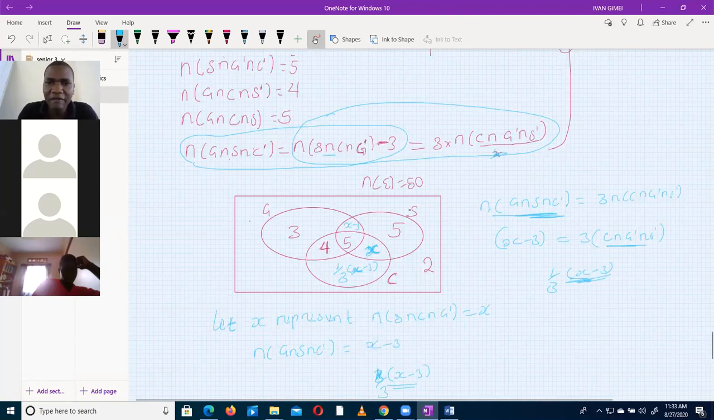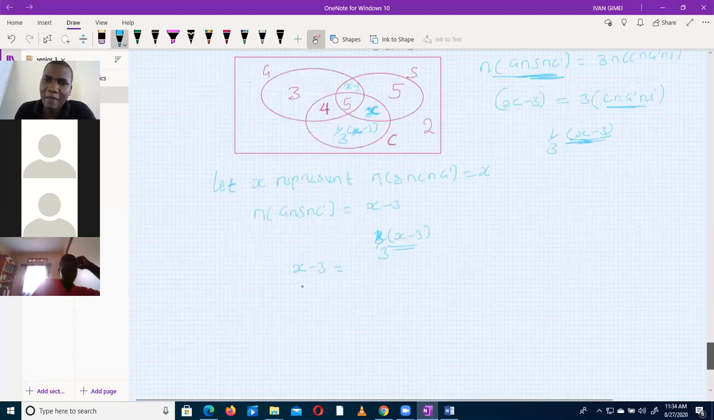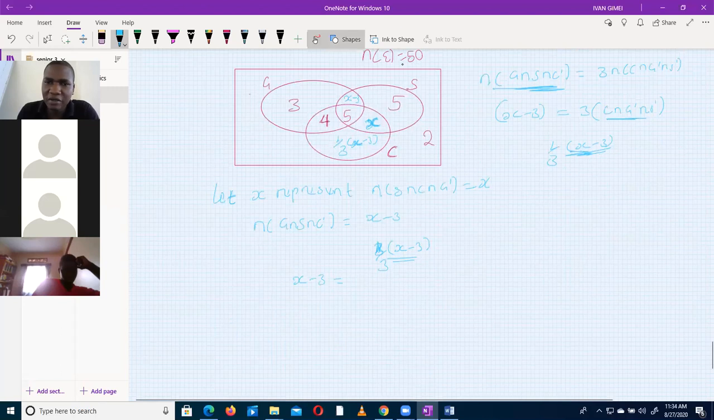Now here we know that if you add up everything in this set, you must get 50. Everything in this Venn diagram must give us 50, because the number of students here cannot exceed the number of students in the whole class. So you add everything. Let's try to do it.